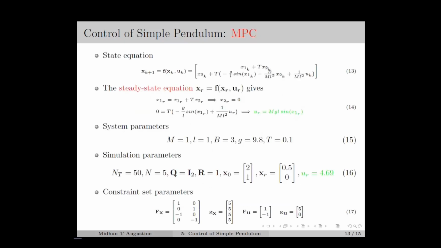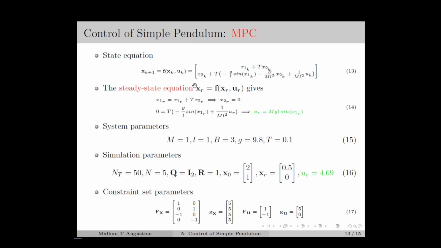Next, we consider the simulation of the simple pendulum for set point tracking, in which we consider a non-zero reference XR. Then our objective is to drive the system from some initial state to XR and maintain the system at XR. In steady state, we require the states of the system to stay at XR. Therefore, in steady state, we require xk equal to xk plus 1, which should be equal to XR.